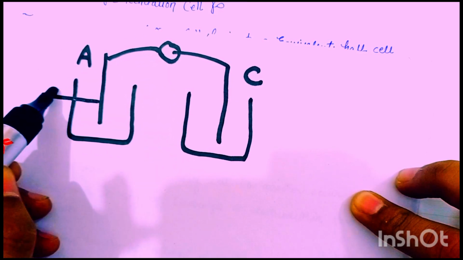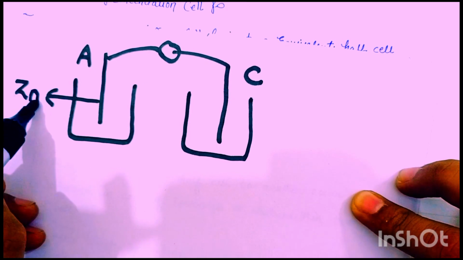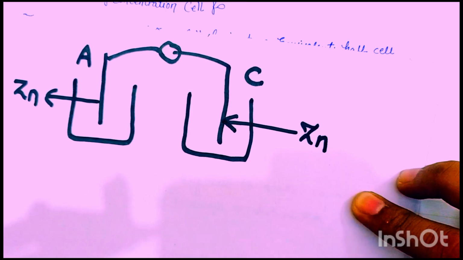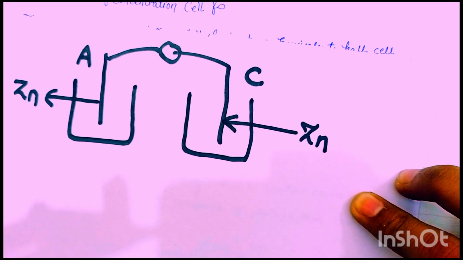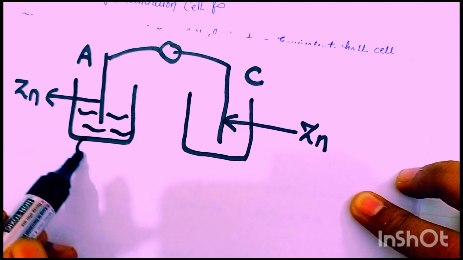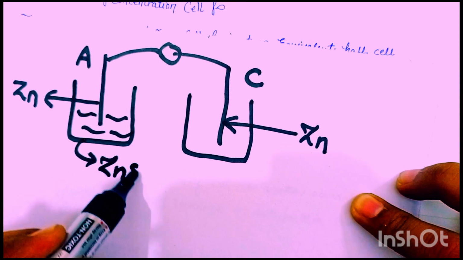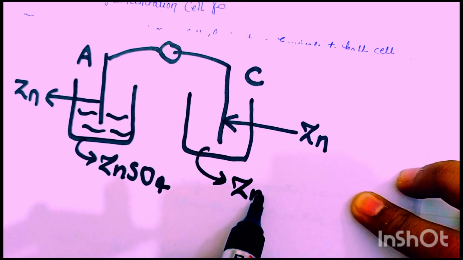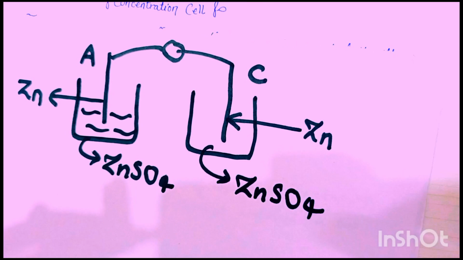Suppose this anode is made up of zinc. Also this cathode is made up of zinc. It means both the electrodes are made of the same material. As well, the electrolytic solution filled is zinc sulfate, ZnSO4. Here also ZnSO4. You may think that both the cells are different, but both the cells are similar. Yes, there is a small difference of concentration.